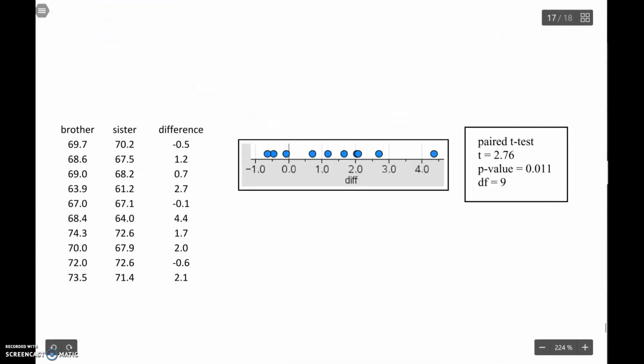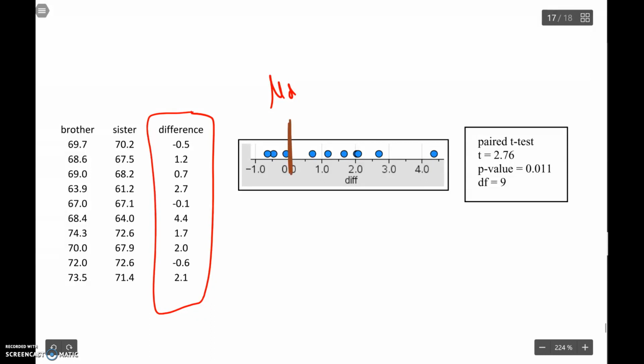What we need to do is take a look at the difference list. What are the differences between the brothers and the sisters? We should do a one sample test on the difference list, mu-d, right? Average difference. So here's the differences. I'm wondering if these differences are significantly greater than 0.